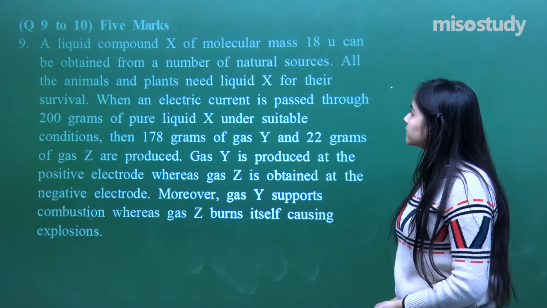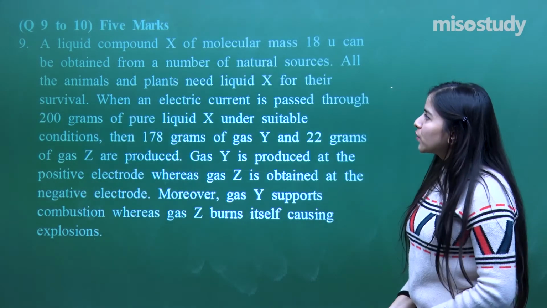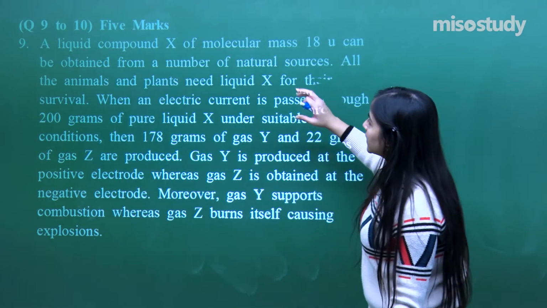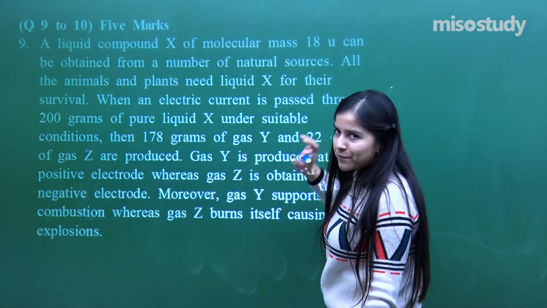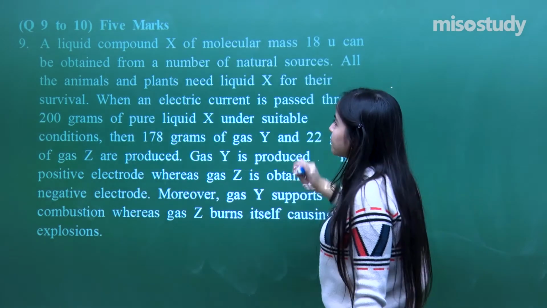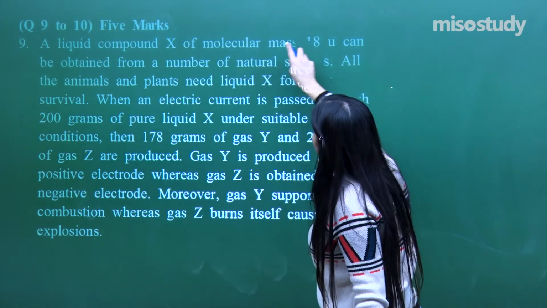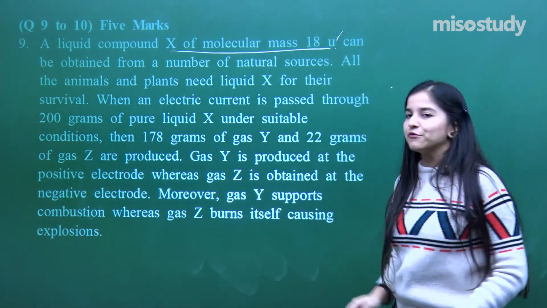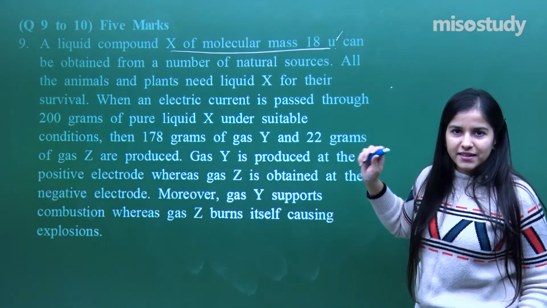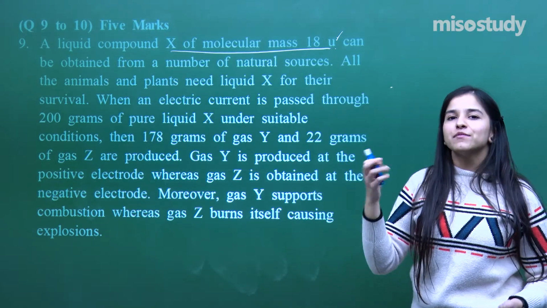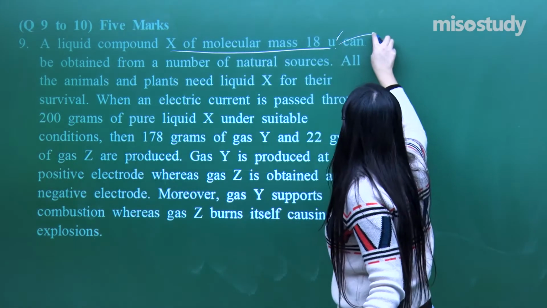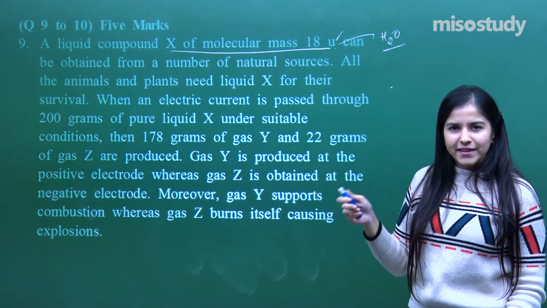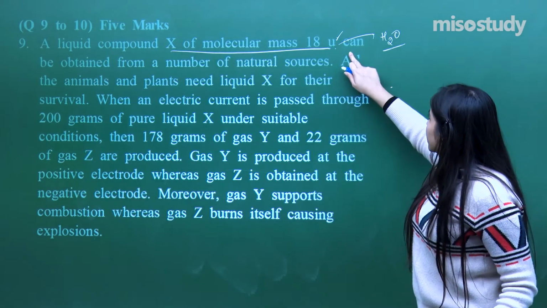Now, 5-mark question. 2 questions will be there. A liquid compound X. So it's a mapping question, one of my favorites. A liquid compound X of molecular mass 18. Can you tell me what the compound is, just by looking at this data? 18 units, 18 grams. Yes, we just found out it is water. So we are just suspecting over here that this is water. Let us try to confirm it.